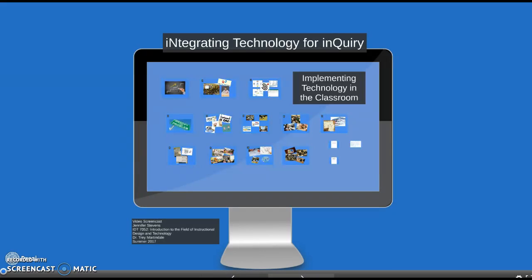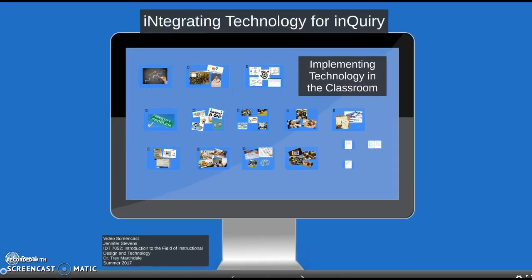In this presentation, I will introduce the learner to integrating technology for inquiry, also known as NTeQ. NTeQ is an instructional method used to integrate technology into classroom lessons. NTeQ is a lesson planning and problem-based model which involves a 10-step process.